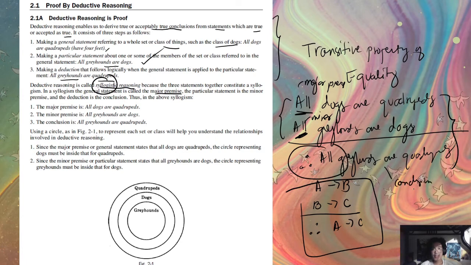So always remember this, dear grade 8 students. We have the major premise, the minor, and then the conclusion. Thus, in the syllogism above, we have here the major premise, the minor premise, and the conclusion. So using a circle to create a Venn diagram on how that would be modeled inside of a diagram. So figure 2.1 represents each set or class that will help you understand relationships involved in deductive reasoning.